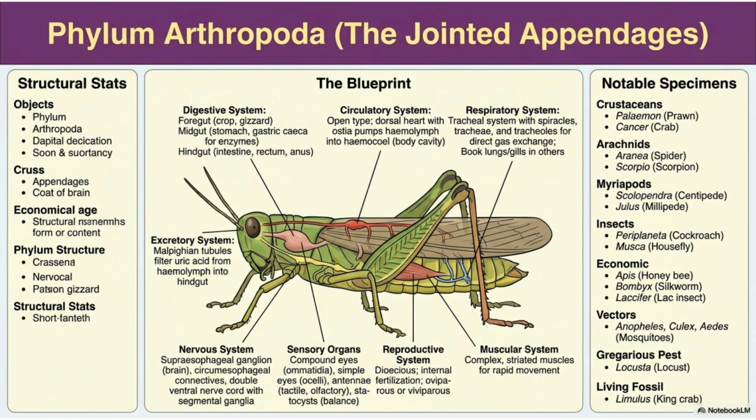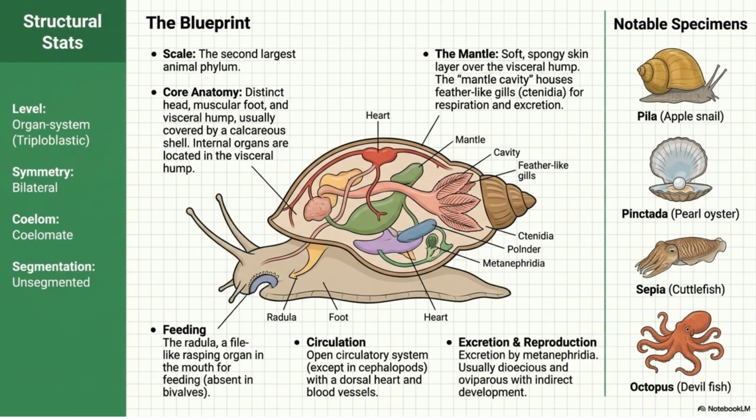Phylum Arthropoda, the jointed appendages, is the largest phylum, characterized by jointed appendages and an external skeleton. They feature an open circulatory system, complex sensory organs, and specialized systems for respiration and excretion. This group includes crustaceans, arachnids, myriapods, and insects. Phylum Mollusca, the soft-bodied, are organ system level, coelomate, and bilaterally symmetrical.